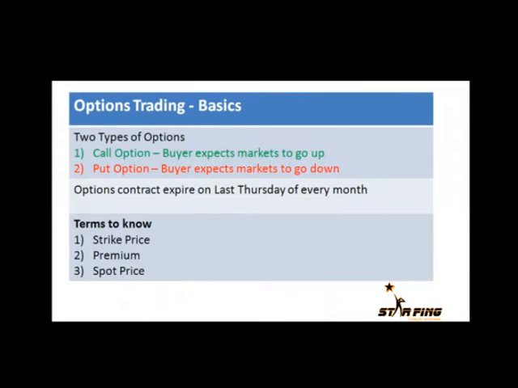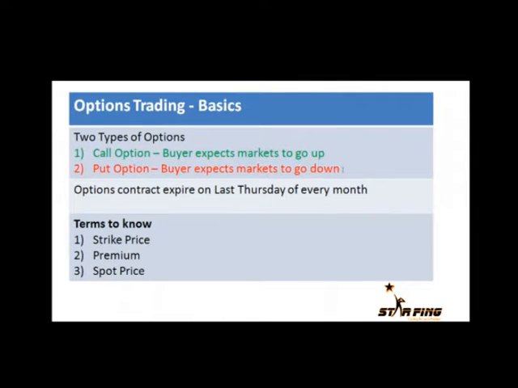So to start off with, there are two types of options. One is the call option, wherein the buyer of the options contract expects or is betting that the markets will go up. The other is the put option, where the buyer of the contract is expecting the markets to go down. So I'm not going to talk about a seller of the contract.